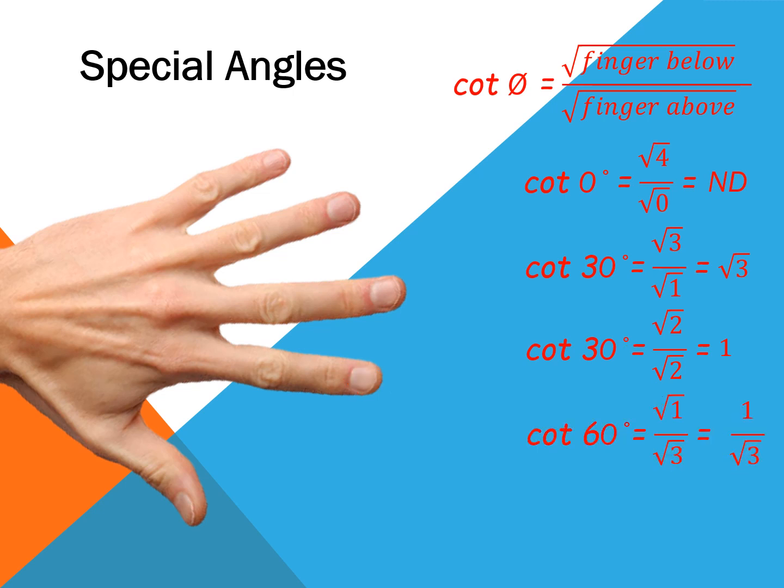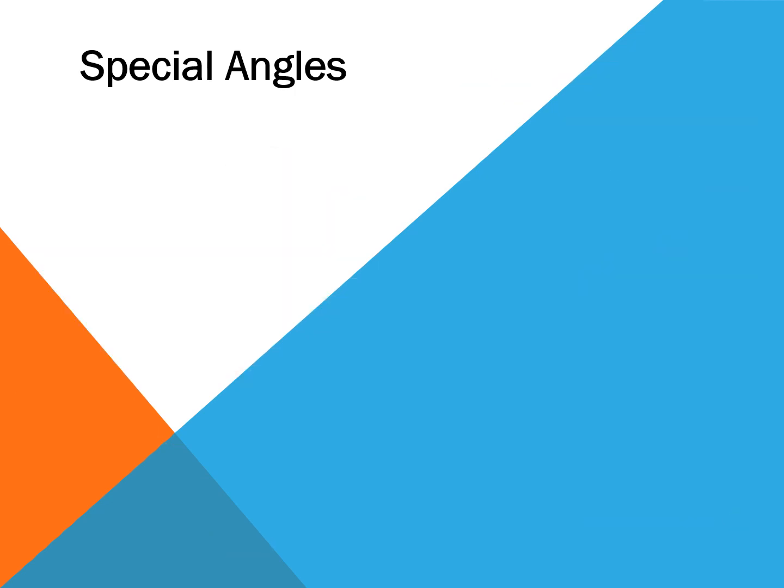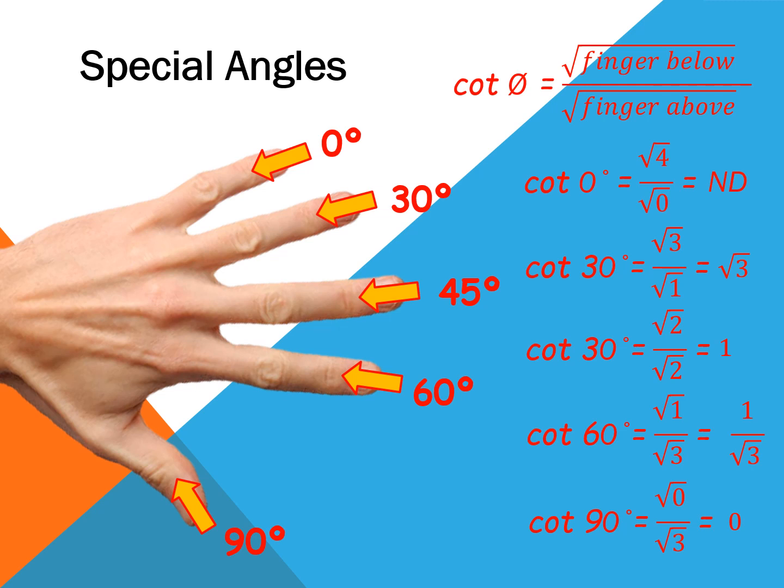Now let us go to cotangent of 90 degrees. Now, the number of finger below is 0 and the number of finger above is equal to 4. Therefore, cotangent 90 degrees is equal to square root of 0 over square root of 4, or equal to 0. And these are our cotangent of 5 special angles.